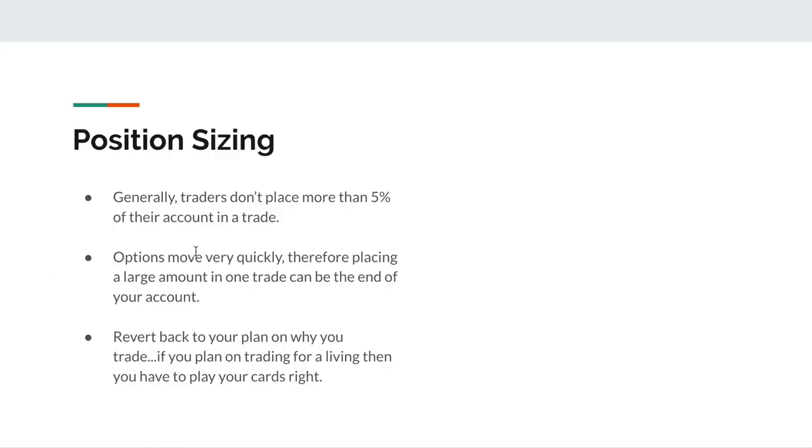I also want to say that options move very quickly, as I mentioned earlier. Therefore, placing a large amount in one trade can literally end your account. I've seen it happen to plenty of people, so you have to be careful with the position. I know it's very enticing knowing how much money you can make from a single call option or a single put option, but you have to think critically, and you have to think about your plan and why you do this for a living. But anyways, guys, that brings me to the end of chapter 6.